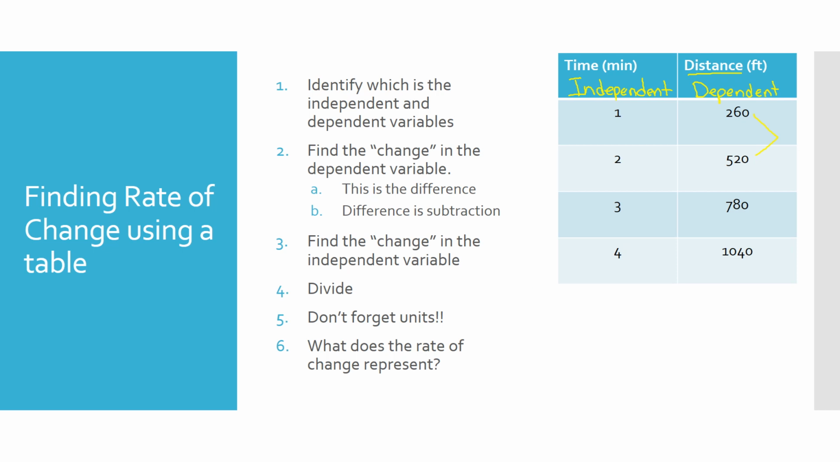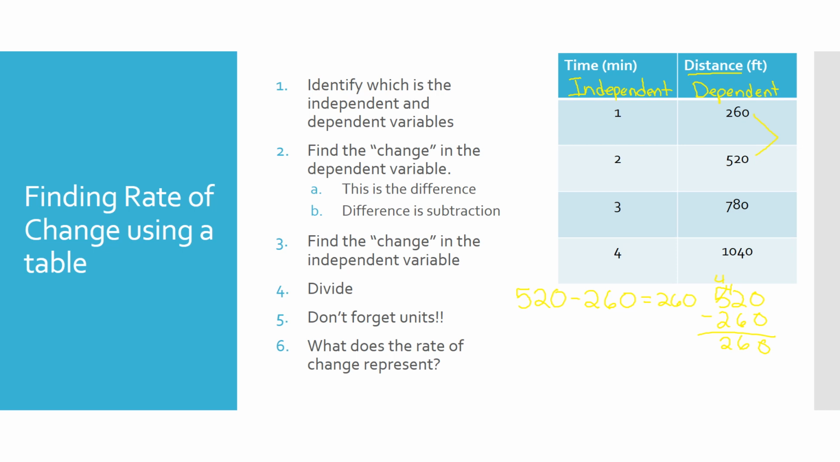So I'm going to go ahead and take 520 and subtract 260. This is easier to do vertically. 520 minus 260. Go ahead and borrow. 12 minus 6 is 6, and 4 minus 2 is 2. So now we know this is equal to 260.